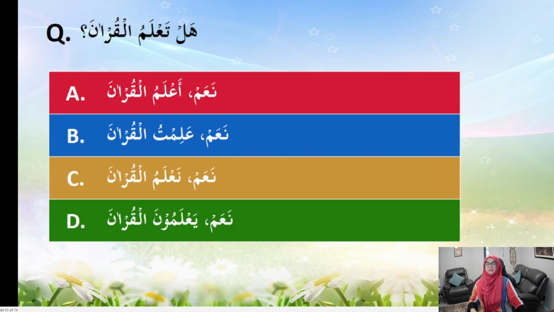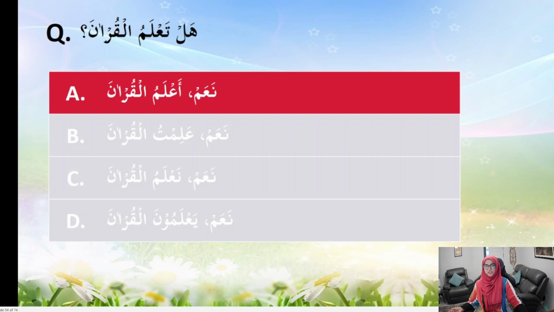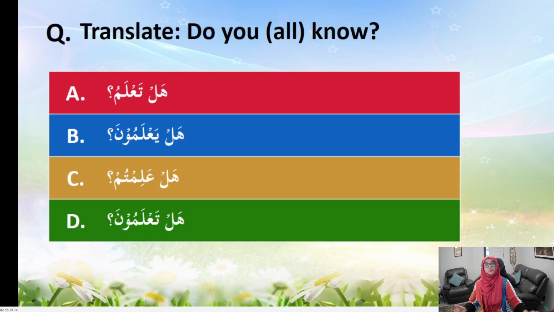Okay. Then هل تعلم القرآن? Naam, a'lamul Quran. Yes. هل تعلم. What's the meaning of تعلم? Ta is you. Did you know the Quran, تعلم القرآن? See, نعم أعلم القرآن. Yes. So ta and alif. Good. MashaAllah. Translate. Do you all know?